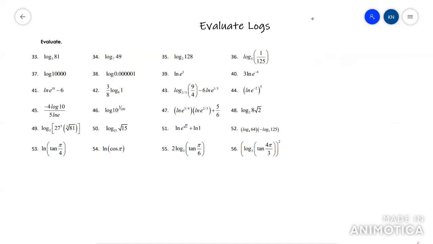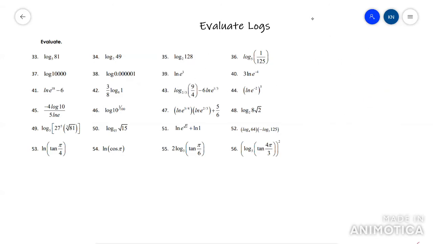Okay, now look at 39. When you see ln, it's really like it says log base e of e cubed. So you're going, okay, well, e to the something is e to the 3, and therefore X equals 3. So when you evaluate it, you would get an answer of 3.